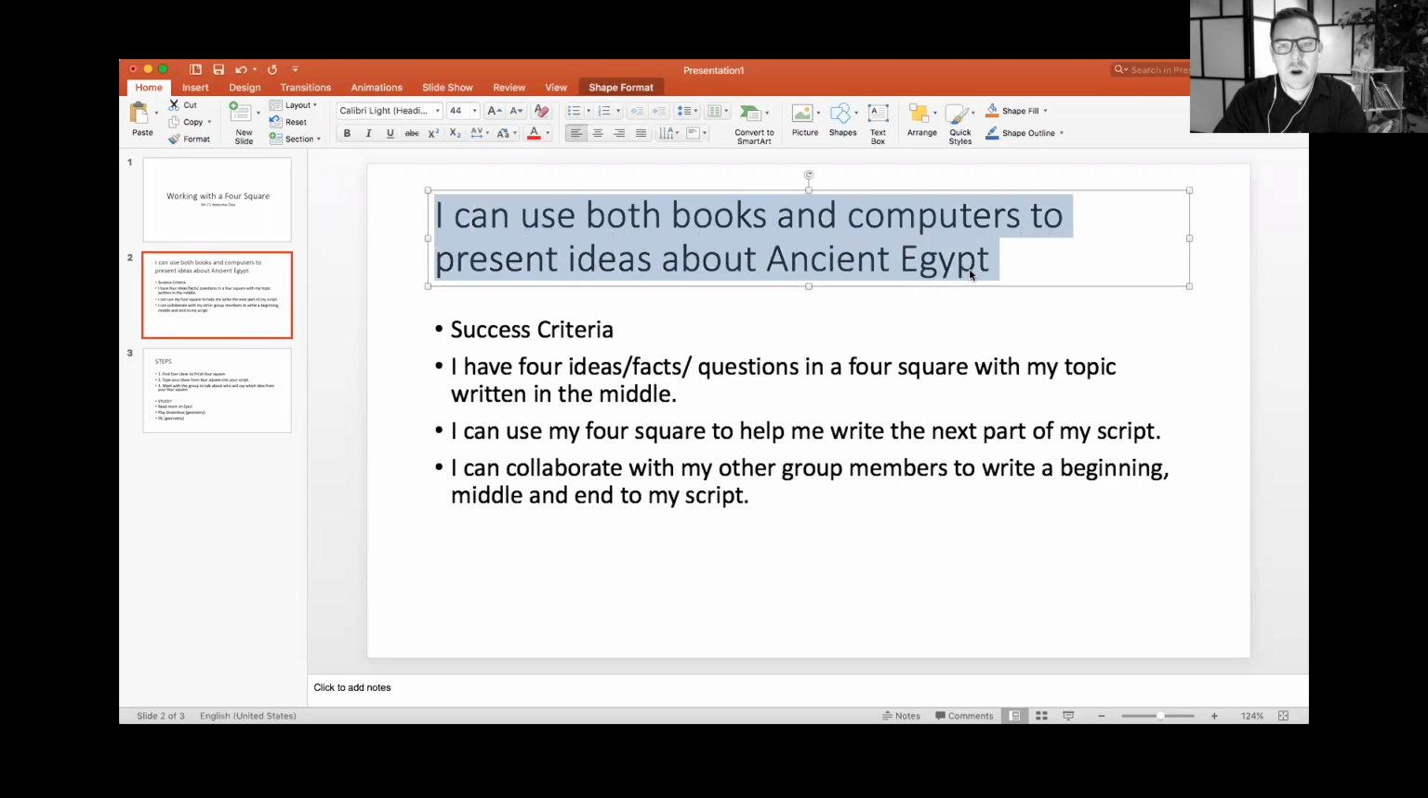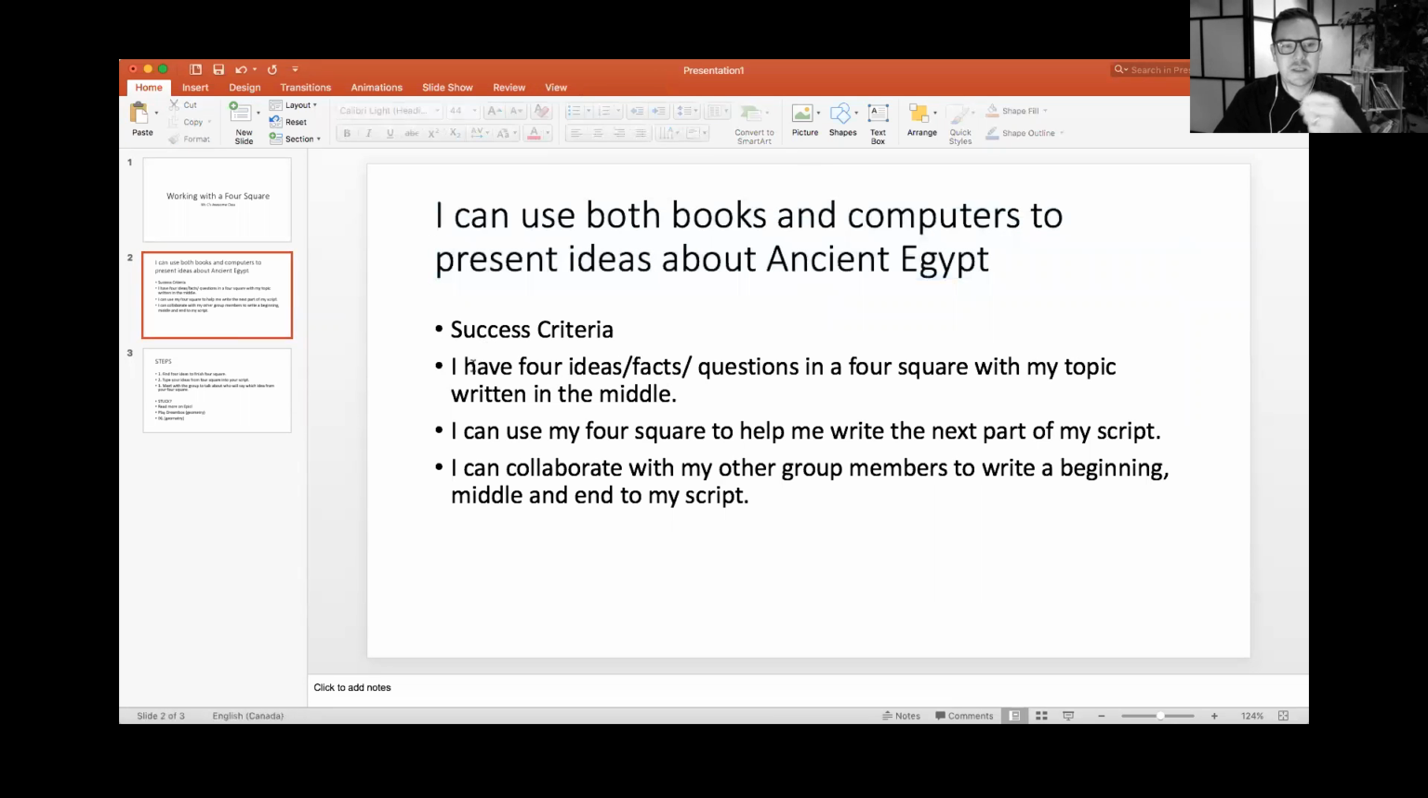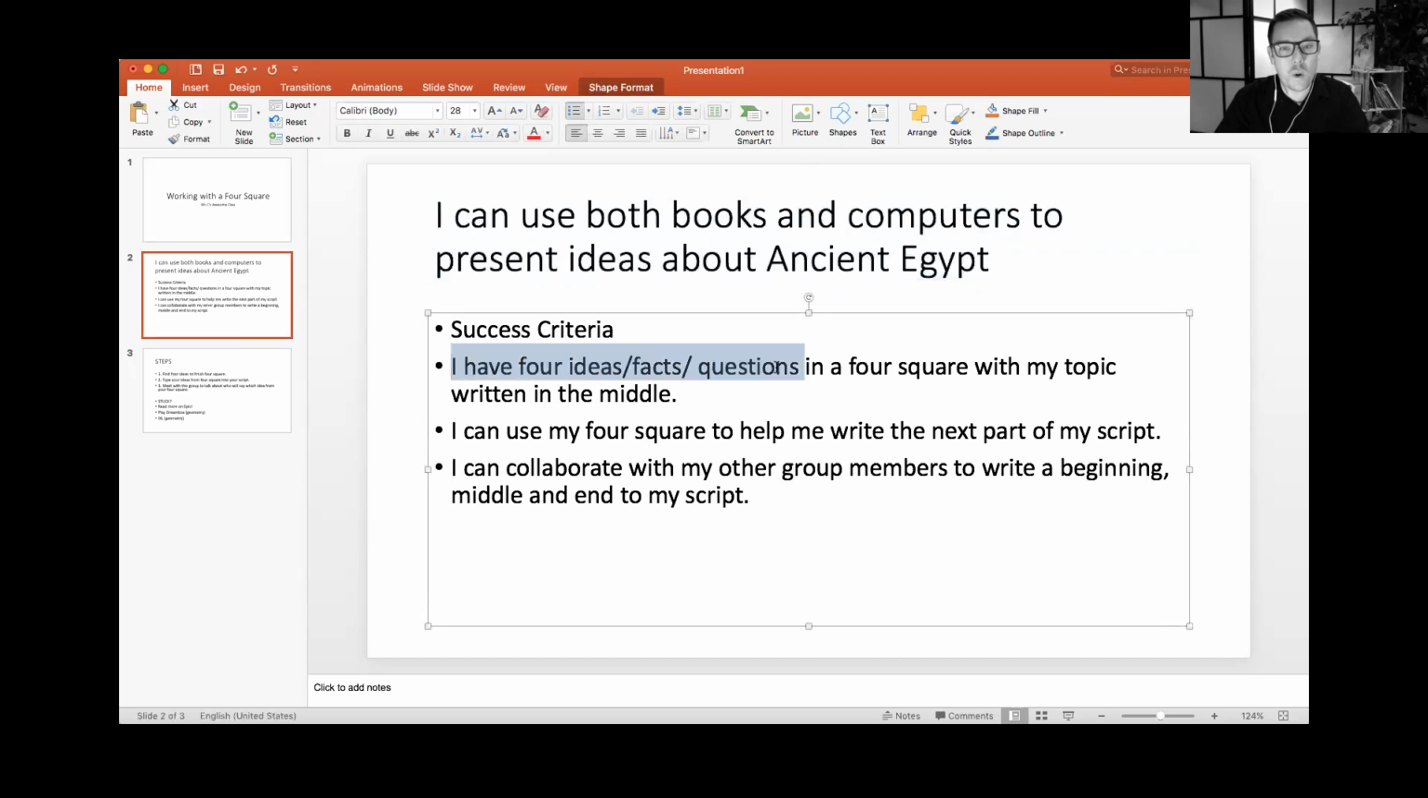All right, so you've looked up things in books, and now we're on to D2L to research ideas about ancient Egypt. Ideally, you would have four ideas, okay? So the success criteria, this is how you know you are successful, is I have four ideas, facts, or questions in a Foursquare with my topic written in the middle. And I will show you what that looks like in a second.